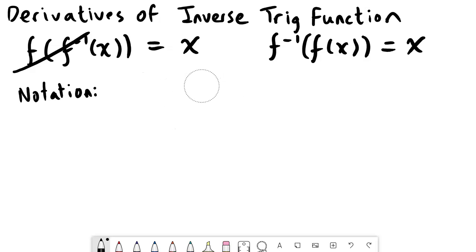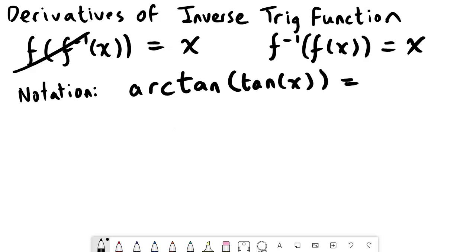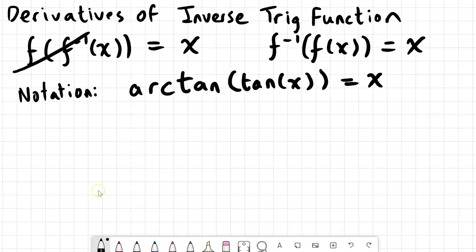So if we were to combine these two notes together, if we were to take the arc tangent of the tangent function, it simply just returns x, right? So those are the 2 notes that I want to take note of. So let's actually start the proof now.